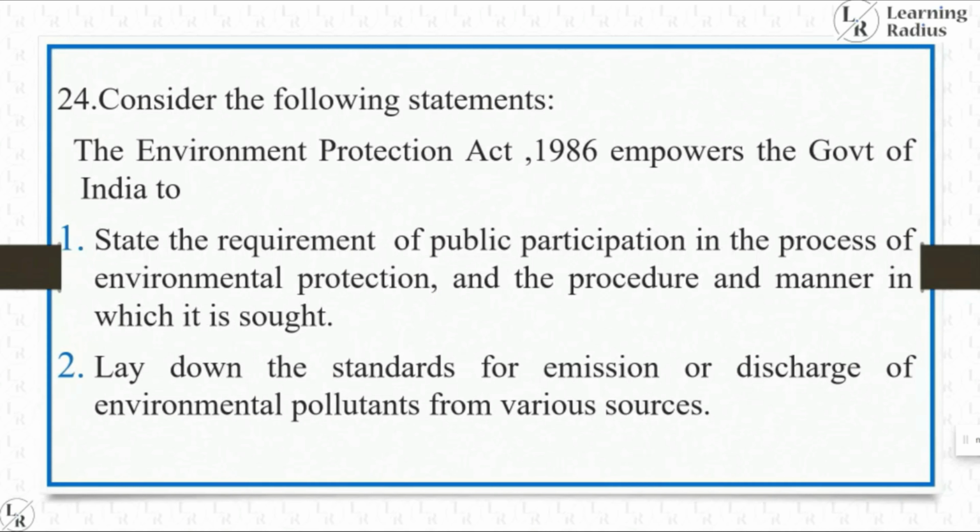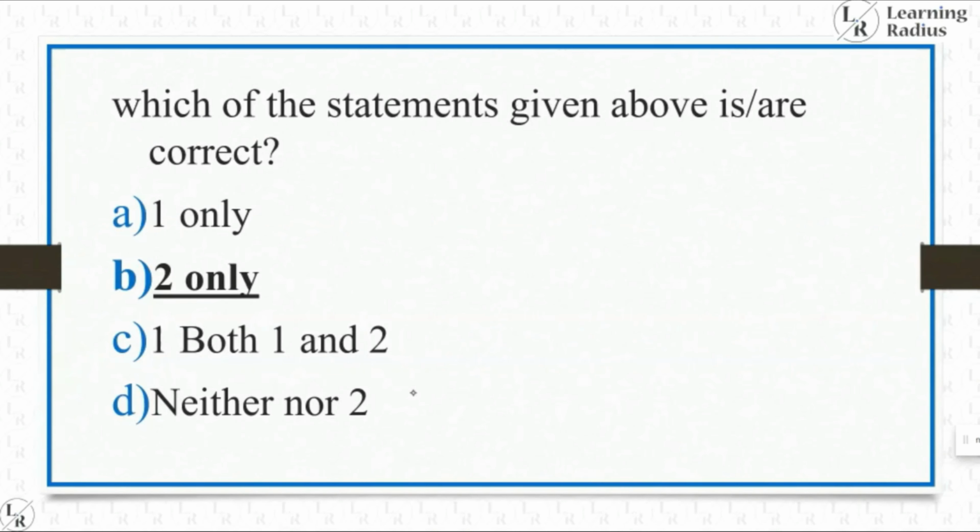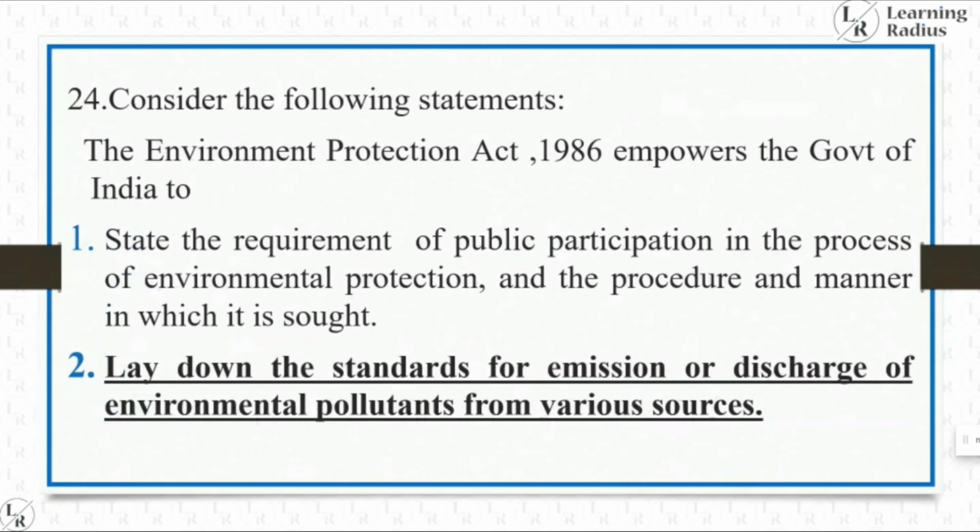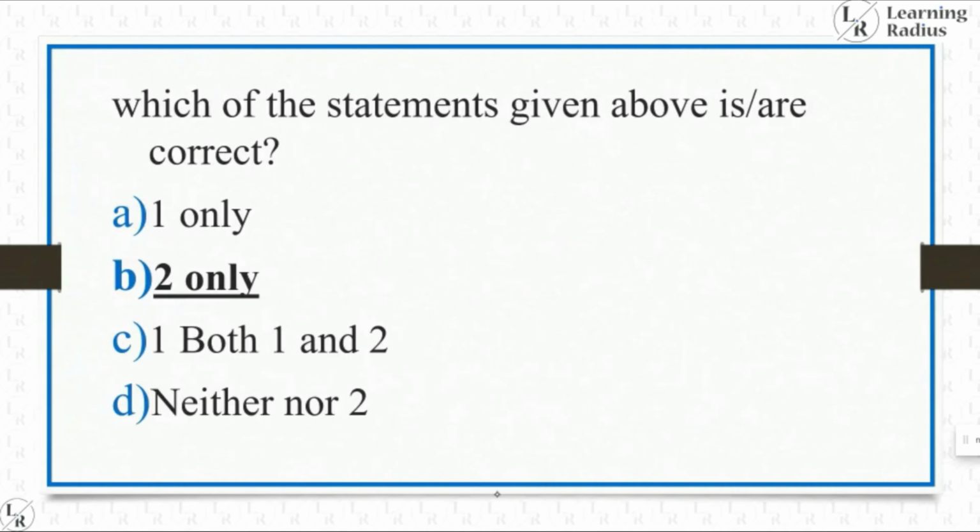When you look at the statements, the Environment Protection Act 1986 empowers the Government of India to state the requirement of public participation in the process of environment protection and the procedure and manner in which it is sought, that is wrong. Laying down the standards for emission or discharge of environmental pollutants from various sources, that is right. So the first statement is wrong and the second statement is right. So it is 2 only. Let's come to the next question.